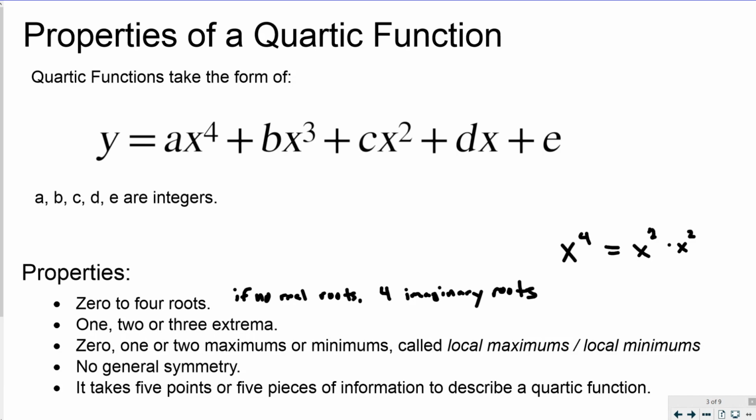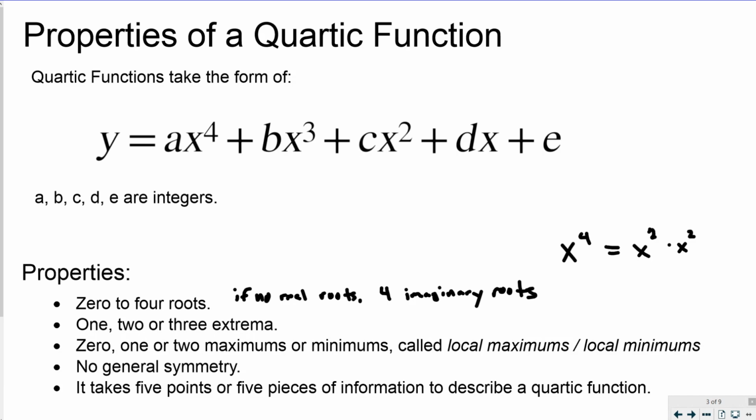Continuing, you could have 1, 2, or 3 extrema. Remember, when we talk about that, we're talking about local maximums and local minimums. It is possible for it to have 0, 1, or 2 of those. It will have an absolute minimum or an absolute maximum depending on the direction of the graph. So if it's a negative graph, it will have a maximum. If it's a positive graph, it will have an absolute minimum. Generally, quartic functions don't actually have any real symmetry. And you need 5 points on the graph to properly describe and graph a quartic function.